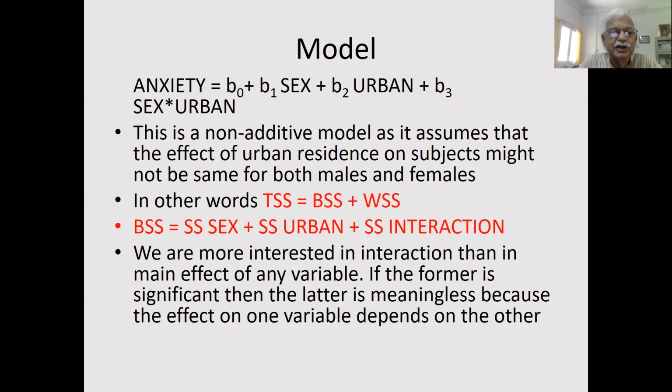In other words, total sum of square equal to between plus within, and between is sum of square sex plus sum of square urban plus sum of square interaction. Now this between sum of square has three components. We are more interested in interaction than in main effect of any variable. If the former is significant, then the latter is meaningless because the effect of one variable depends on the other.